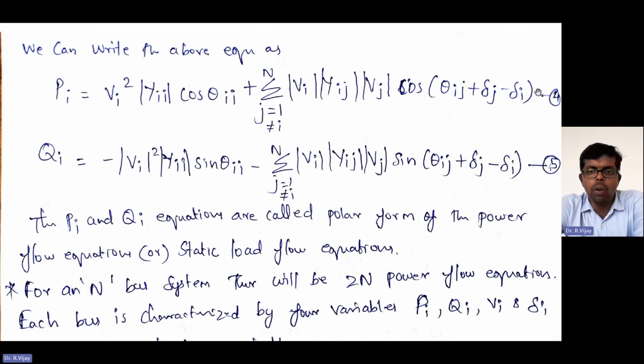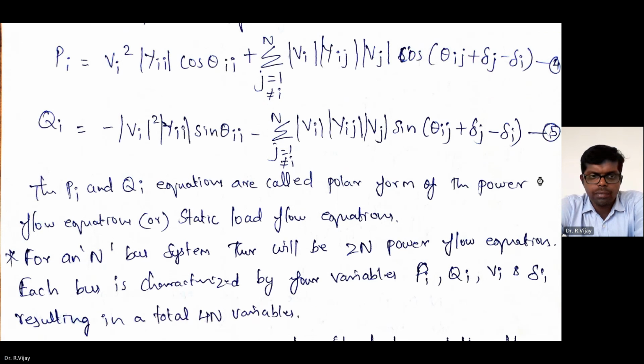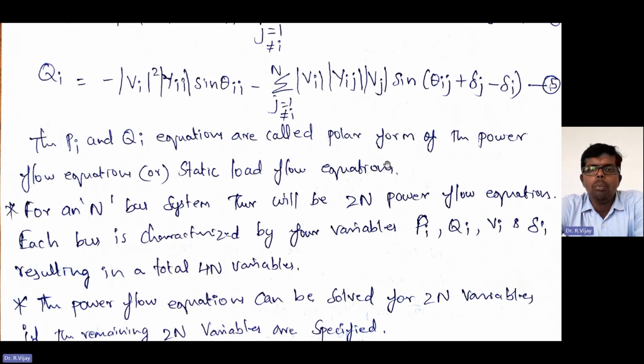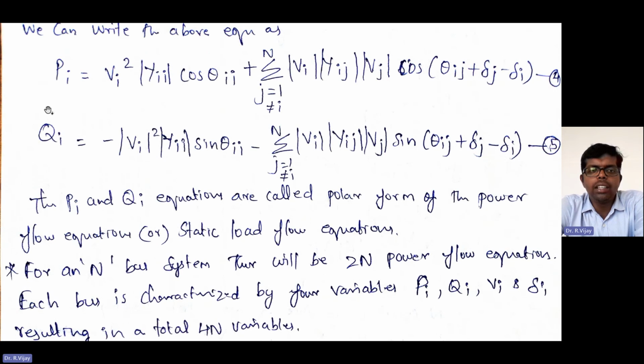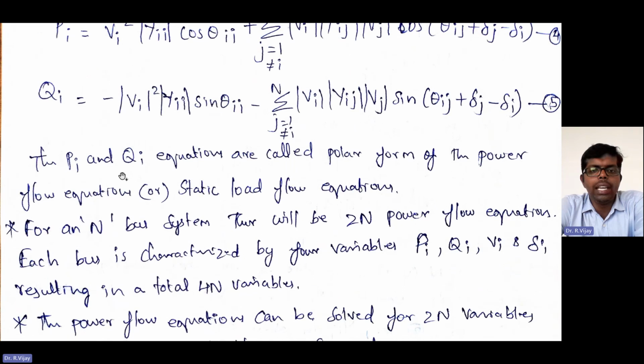Take this as equation number 4. Similarly, the reactive power Qi is equal to minus |Vi| squared into |Yii| sin theta ii minus summation j equals 1 to N of |Vi| |Yij| |Vj| sin of theta ij plus delta j minus delta i. Take this as equation number 5. The Pi and Qi equations are called the polar form of the power flow equations, or nothing but the static load flow equations.